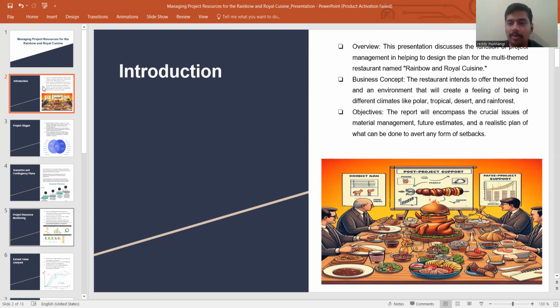And coming to the objective, the report will explain in detail the difficulties we faced while creating the project, a detailed cost estimation of the project, how material will be managed, and other setbacks we faced. And let's go to the other slide.